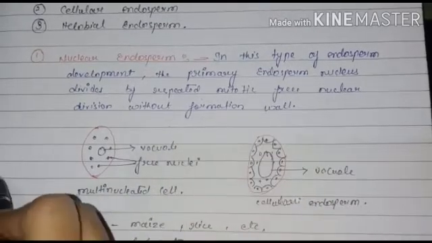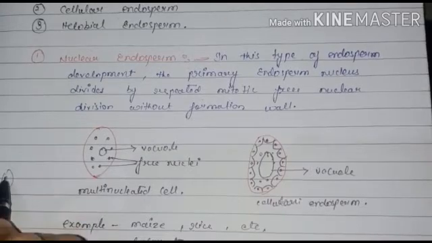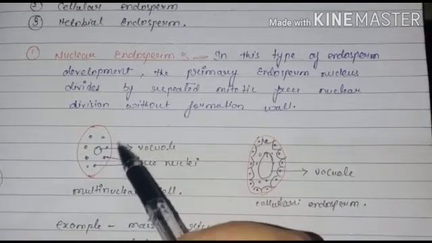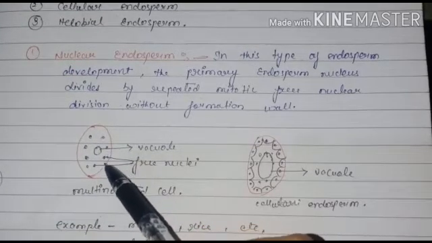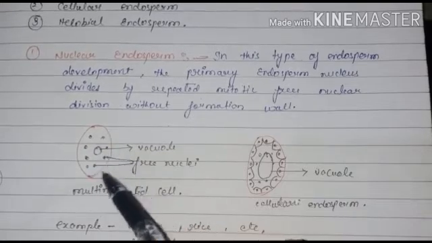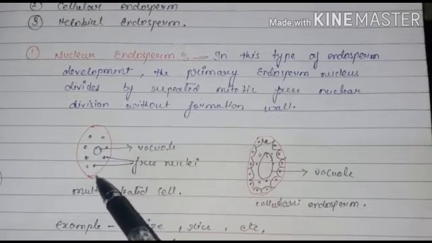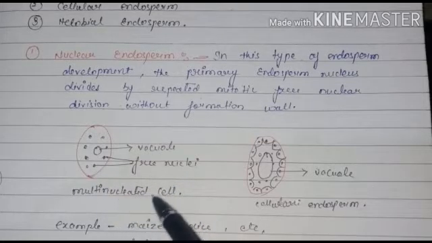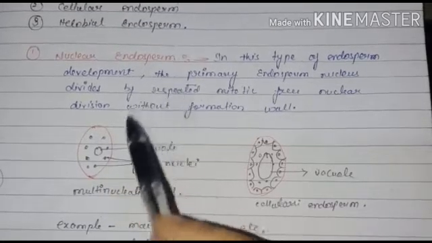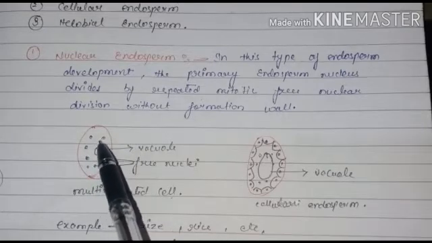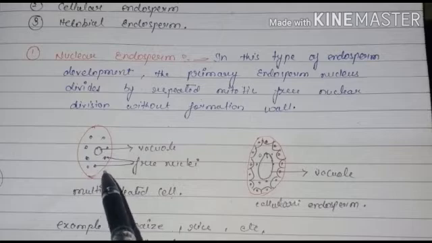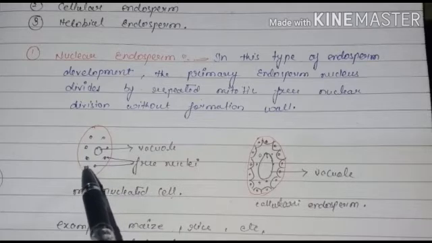Previously, you know that this is the cell, and here the primary endosperm nucleus is present. That primary endosperm nucleus goes through repeated mitotic division and forms so many nuclei, as you can see in this diagram. These are free nuclei, a multinucleated cell. So in nuclear endosperm, what happened? Only the division of the nucleus occurs. That means only karyokinesis occurs.